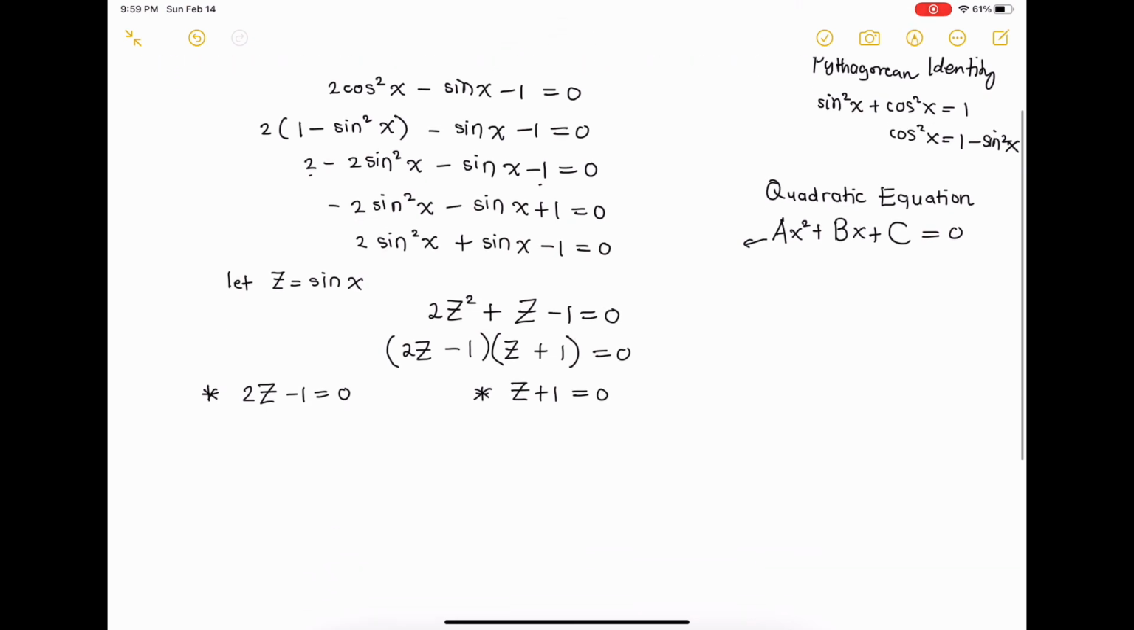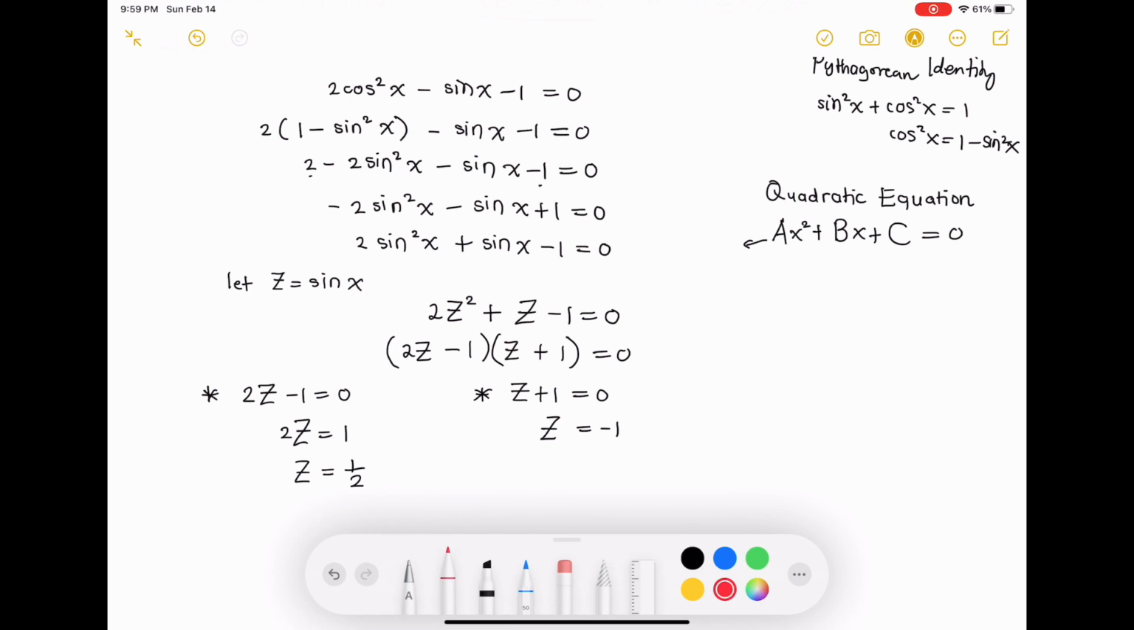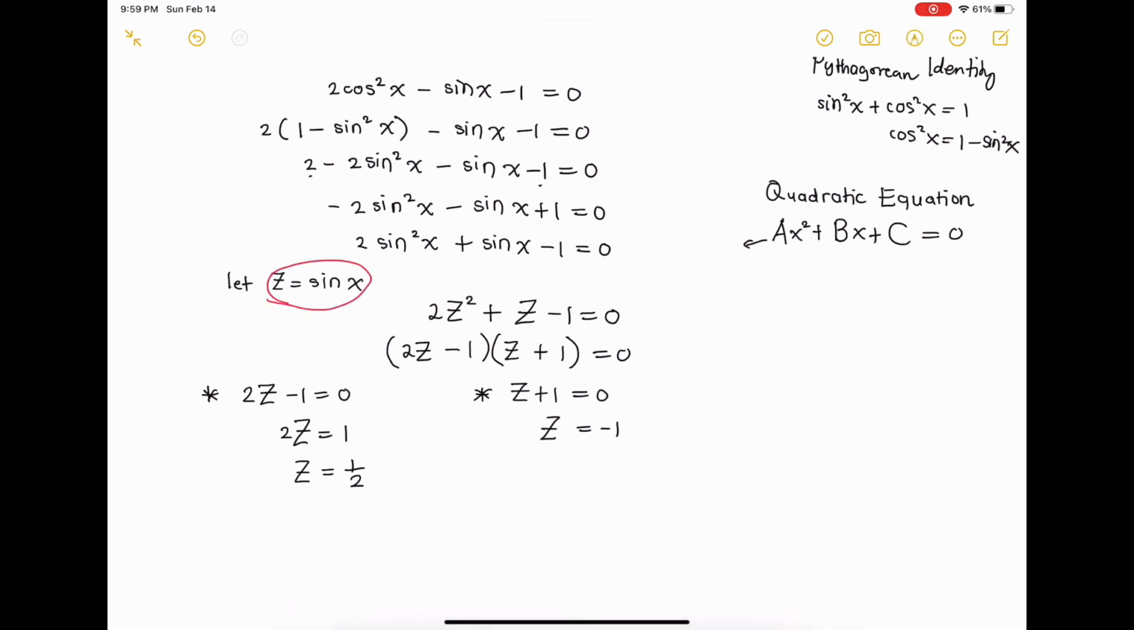First part, using addition property, we have 2z equals 1. Divide both sides by 2, we got z equals 1 half. For the second part, z plus 1, we have z equals negative 1 using subtraction property. Take note, z is just equal to sine x. Substituting z with sine x, we have sine x equals 1 half, and also sine x equals negative 1. Then we can solve for the values of x.